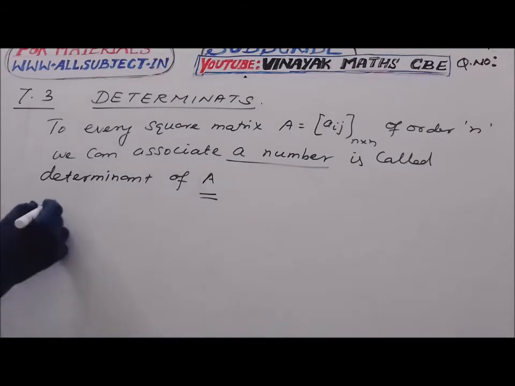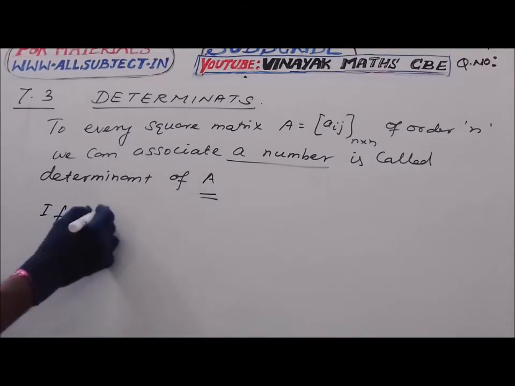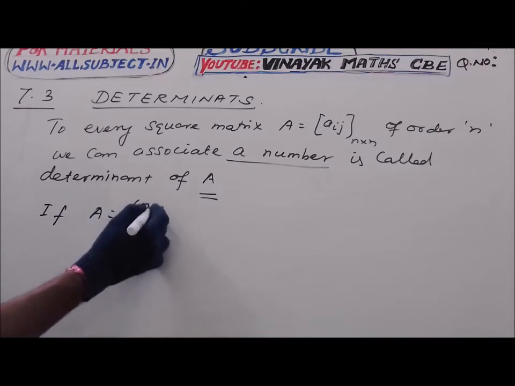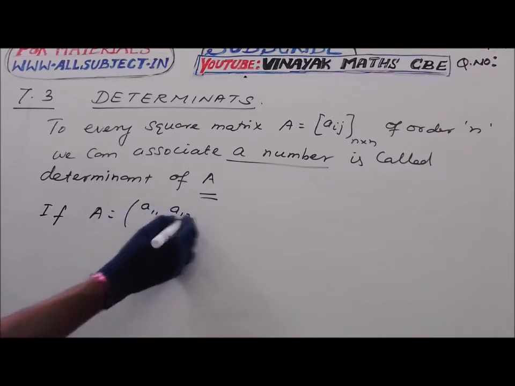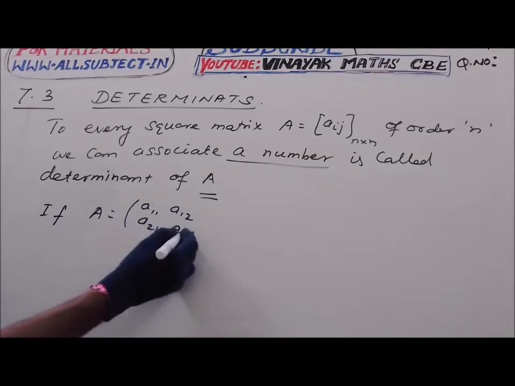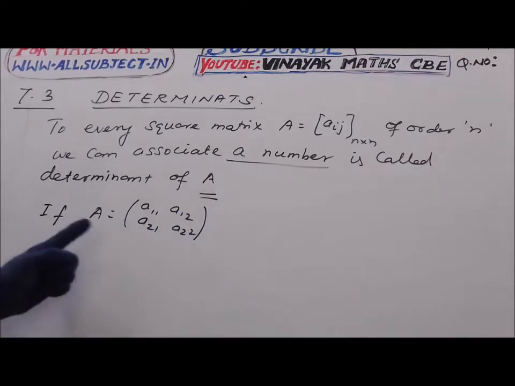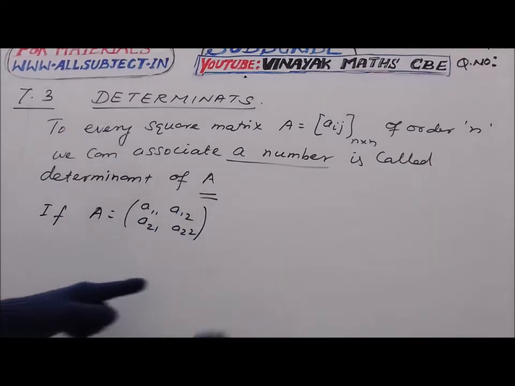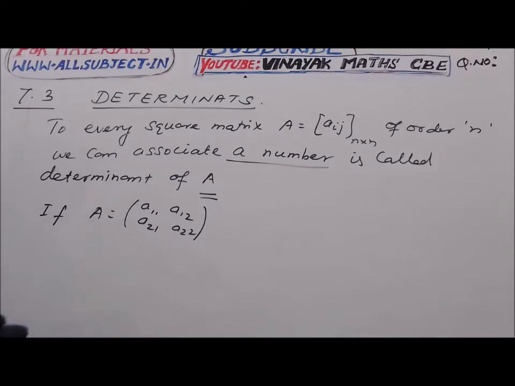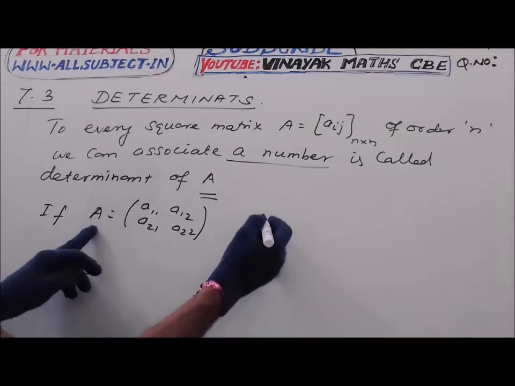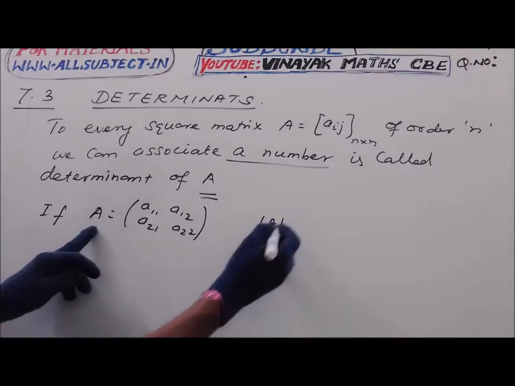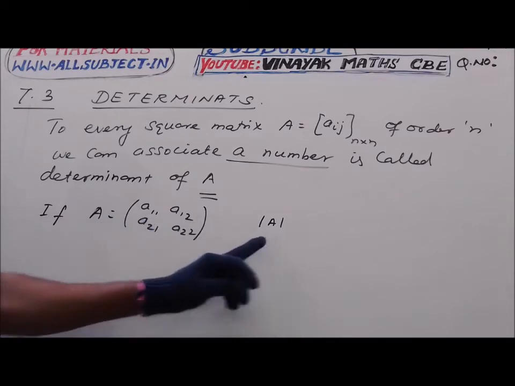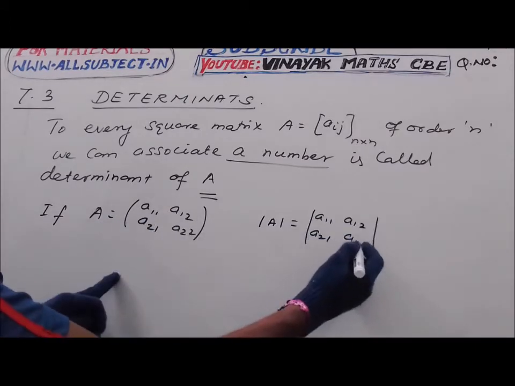For example, if A is a 2 by 2 matrix with entries A11, A12, A21, A22, its determinant is written with A between two parallel lines. That is known as determinant A, with entries A11, A12, A21, A22.